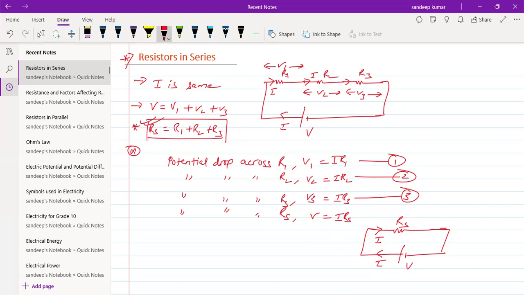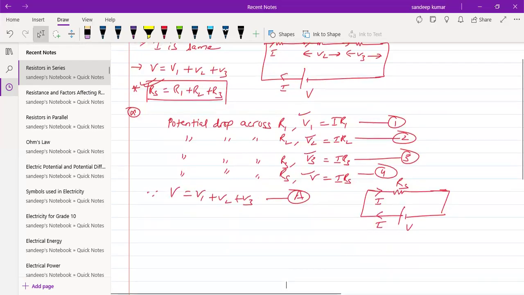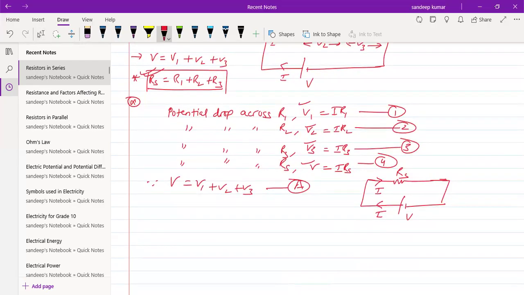Now, as you know, in a series circuit the total potential divides. So V is equal to V1 plus V2 plus V3. Let's say this is equation A. Now substitute the values of V, V1, V2, V3 from equations 1 to 4 in equation A.